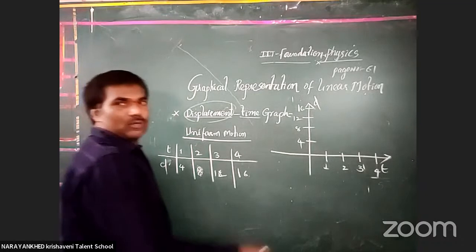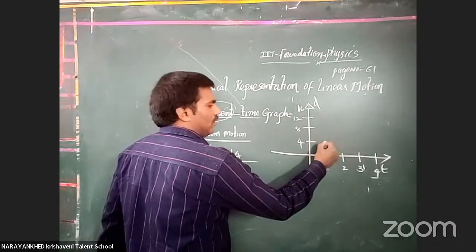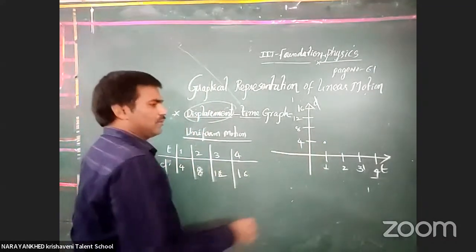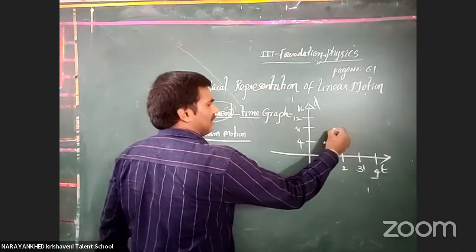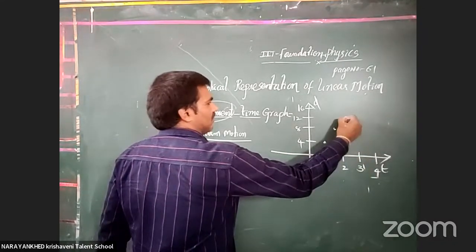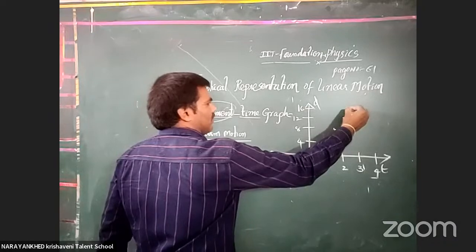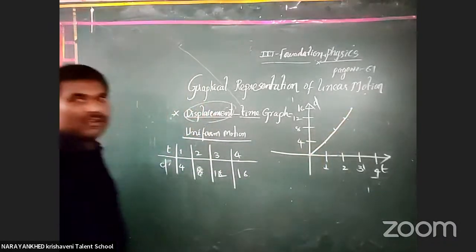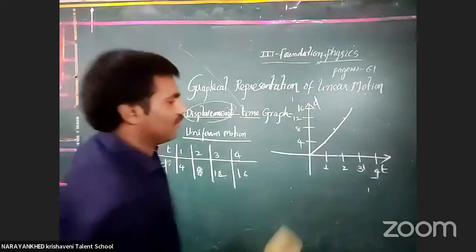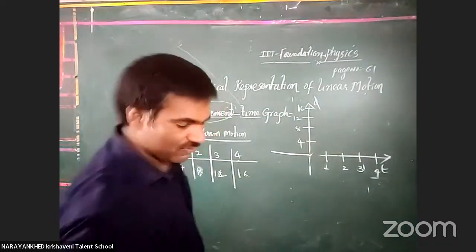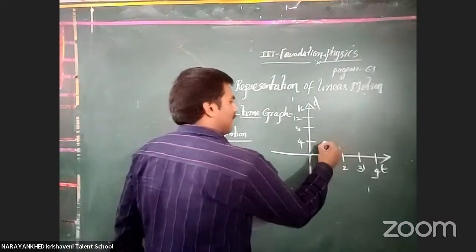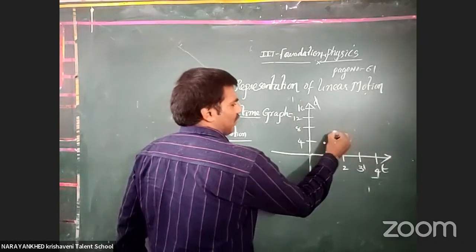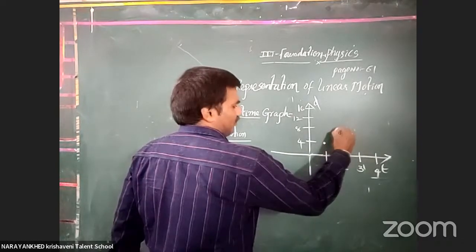How do we get the points? For 1 second it is 4 meters. For 2 seconds it is 8. For 3 seconds it is 12. For 4 seconds it is 16. It looks like a straight line now. Clear or not, all the students? When you take graph paper, exactly what will we get? Yes, we will get a straight line.